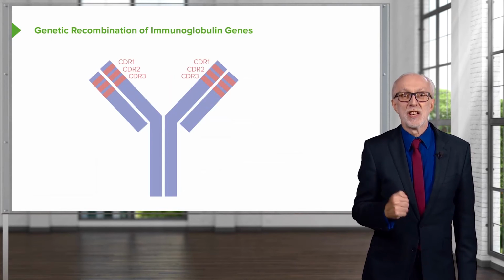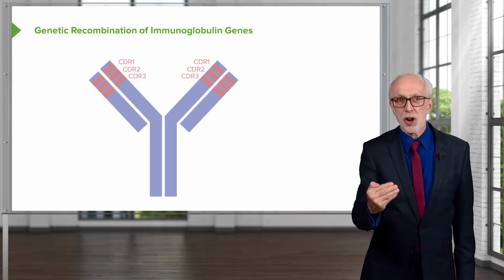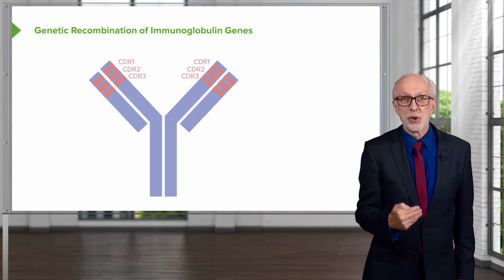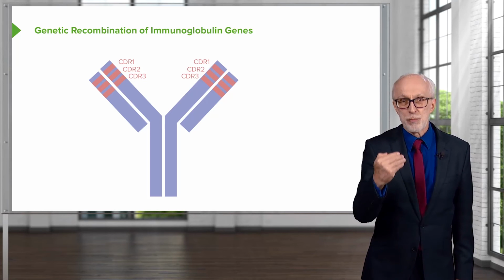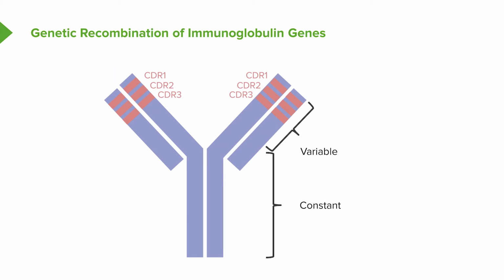So on this particular diagram, we can see how the CDR1, CDR2, and CDR3 hypervariable regions sit towards the tip of the antibody and are present in both the heavy chain and the light chain. So the variable region of the light chain and the variable region of the heavy chain are next to each other, and then below that is the constant region of the heavy chain and the light chain.